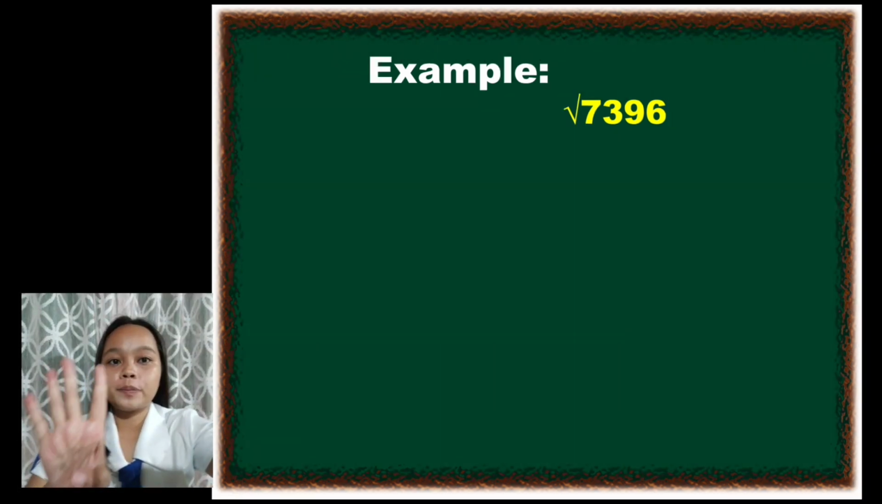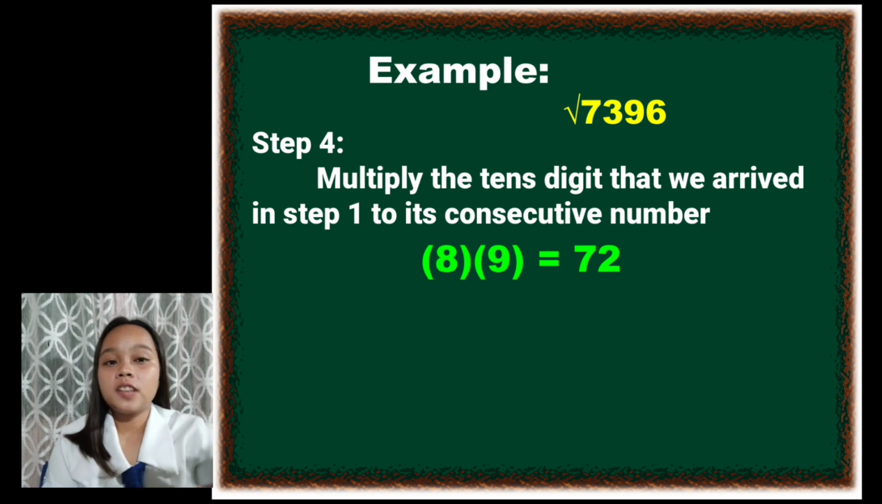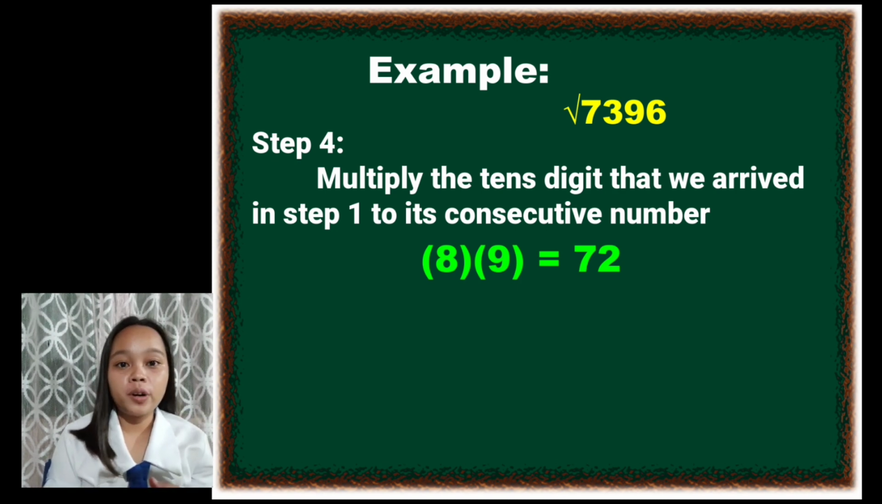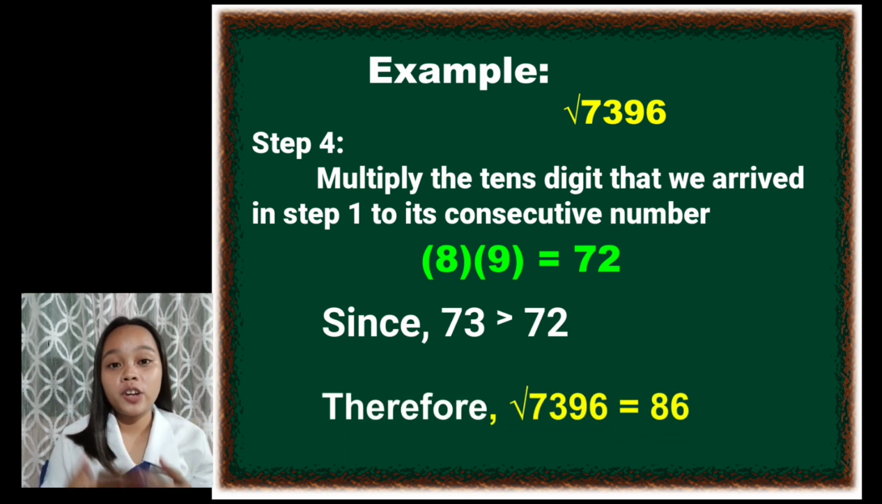Step 4. Multiply the tens digit that we arrived at in step 2 by its consecutive number. So the tens digit is 8 and the consecutive number is 9. So 8 times 9 is equal to 72. We will consider the condition that Ms. Reniza said. Since 73 is greater than 72, we will choose the bigger number. Therefore, the square root of 7,396 is equal to 86.